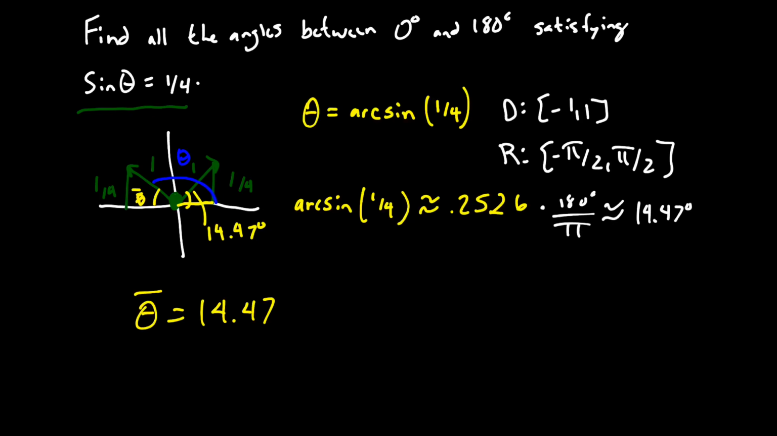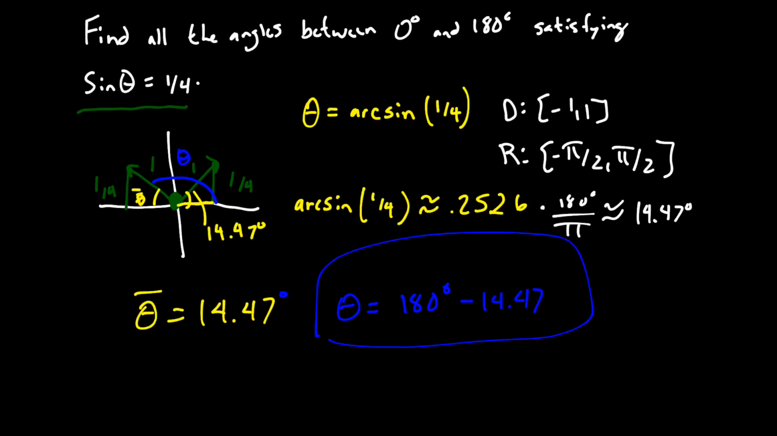And so the other angle that satisfies this equation is given by theta is equal to 180 degrees minus 14.47. And these are our final answers. We have theta, which is equal to 180 degrees minus 14.47, and we also have theta is equal to 14.47 degrees.